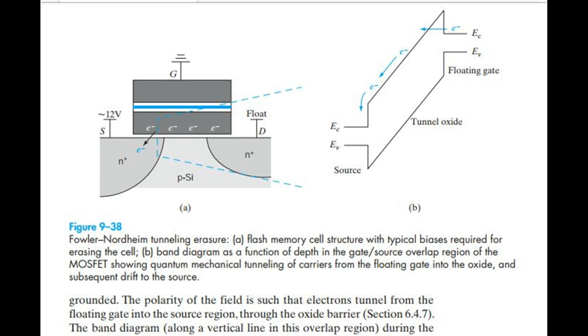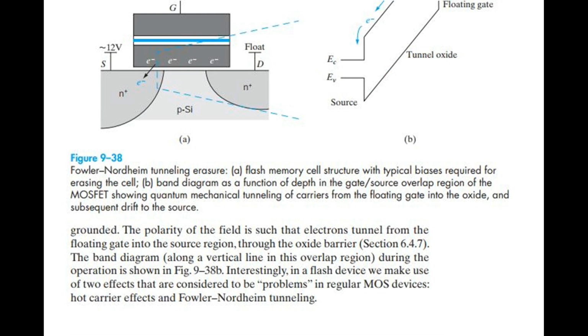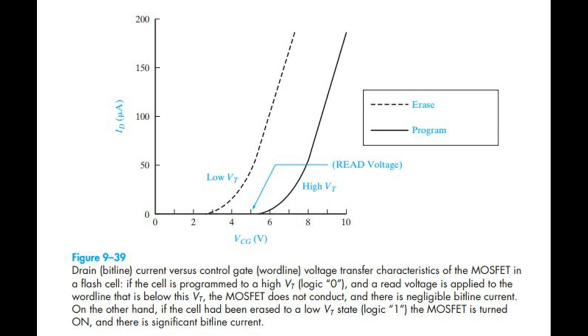The polarity of the field is such that electrons tunnel from the floating gate into the source region, through the oxide barrier, section 6.4.7. The band diagram, along a vertical line in this overlap region, during the operation is shown in Fig 938b. Interestingly, in a flash device we make use of two effects that are considered to be problems in regular MOS devices, hot carrier effects and Fowler-Nordheim tunneling.